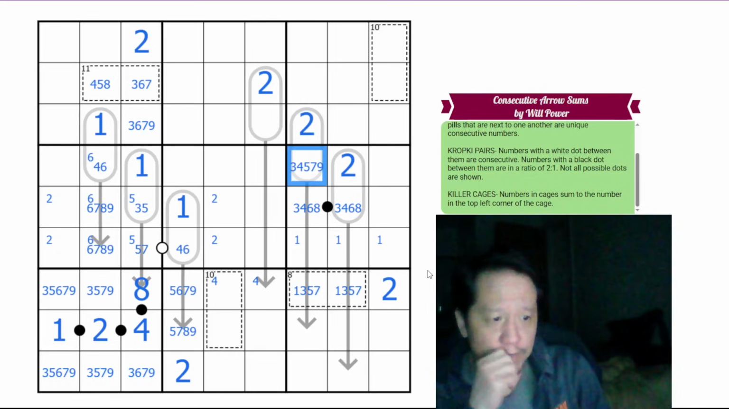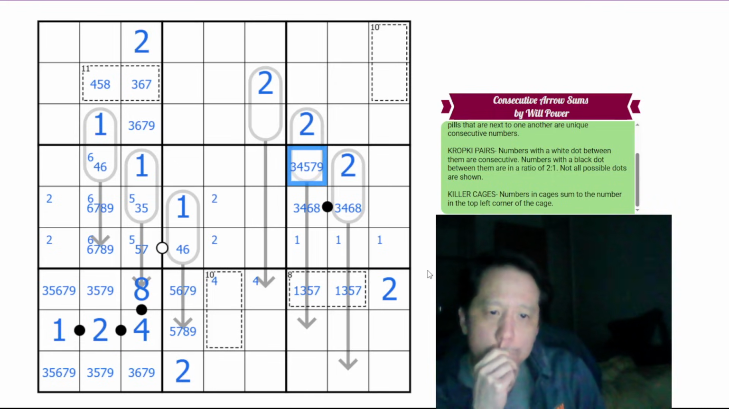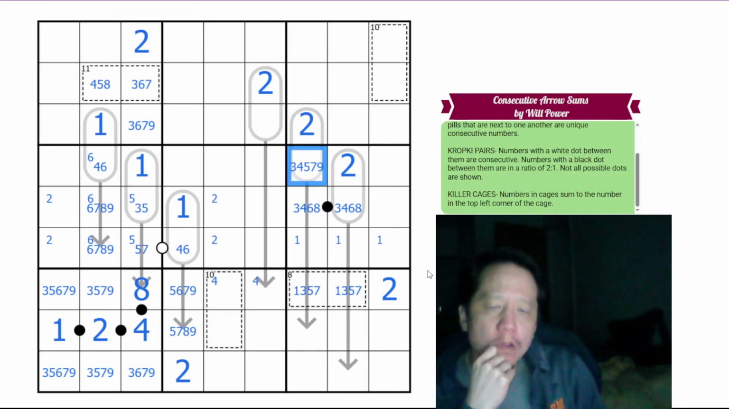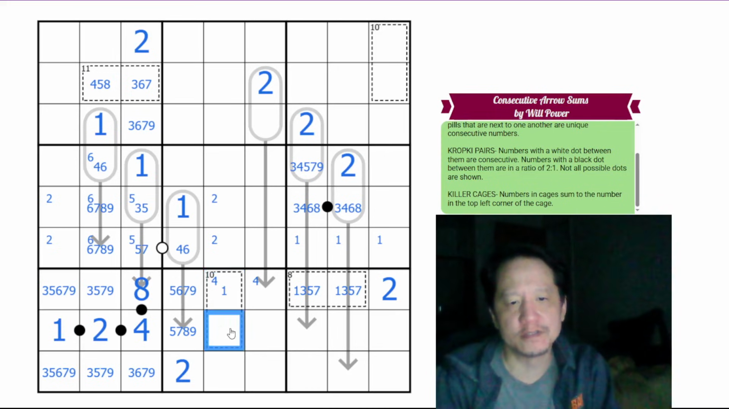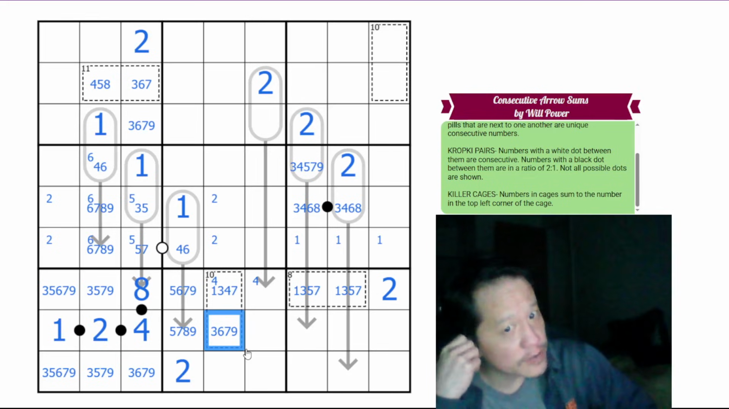What else do we have? Possibilities. This is 1 and this is 9. 3, 7 in either spot. 4 here and 6 there. That's not that restrictive.